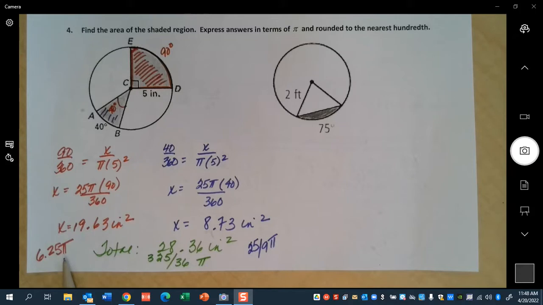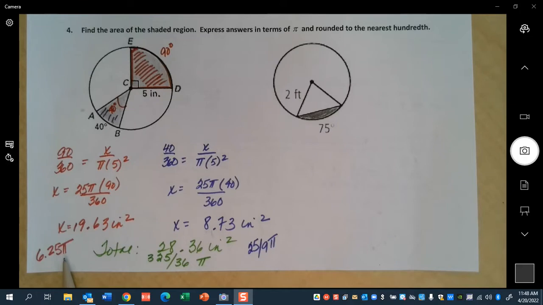When we add them together, my 25/9 pi and my 6.25 pi, that's not going to work real well. So I just go ahead and I round to the nearest hundredth. So once you find the area of that individual sector, you can add them together, no problem.